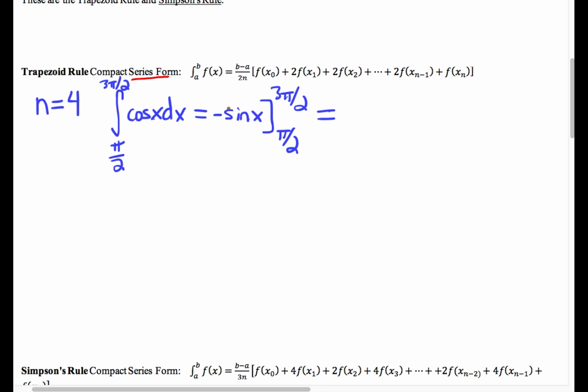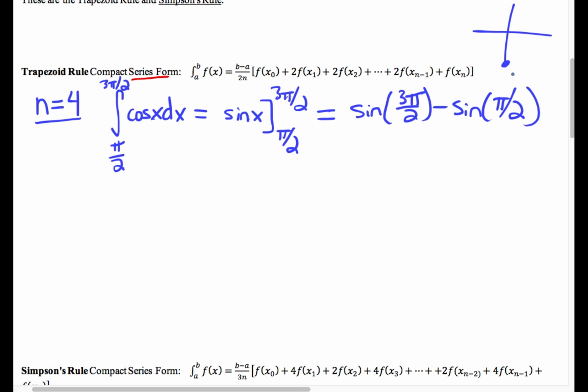So the antiderivative of cosine is negative sine, or is it positive sine? The derivative of sine is cosine, so I think it's positive sine. I made a mistake there. There we go. So let's evaluate it using the fundamental theorem. We're not even paying attention to this n equals 4 trapezoid business at the beginning. So that's going to be the sine of 3 pi over 2 minus the sine of pi over 2. If I think about 3 pi over 2, that's down here, so that's going to be negative 1. If I think about sine of pi over 2, that's up here, so the y-coordinate there is 1. So I think the exact answer to this problem is negative 2.